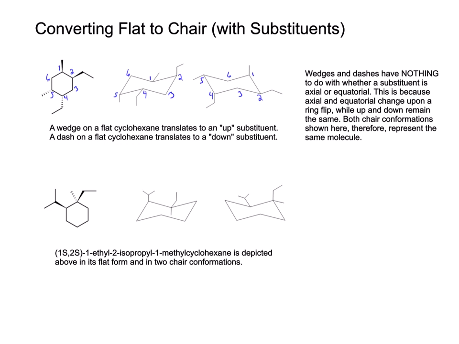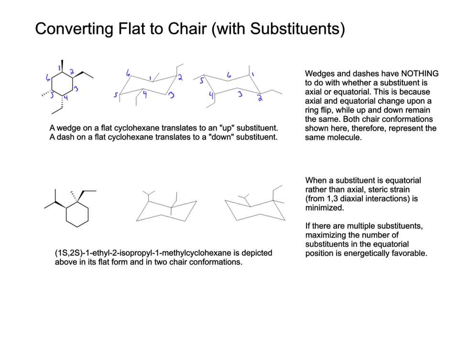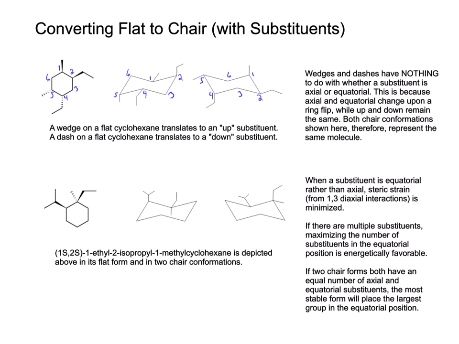I have to note here that these 2 chair conformations are not equal in energy. When a substituent is equatorial rather than axial, steric strain from something that is called 1,3 diaxial interactions is minimized. If there are multiple substituents, maximizing the number of substituents in the equatorial position is energetically more favorable. If two chair forms both have an equal number of axial and equatorial substituents, the most stable form will place the largest group in the equatorial position.